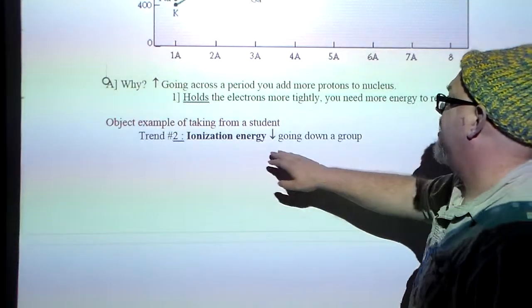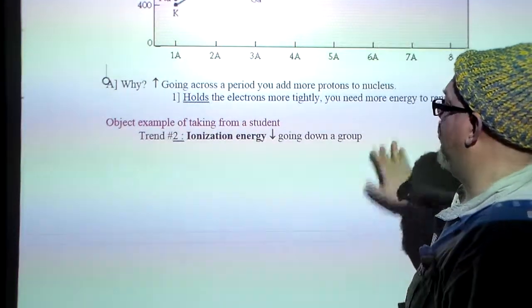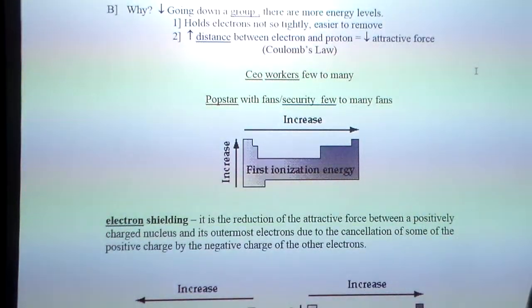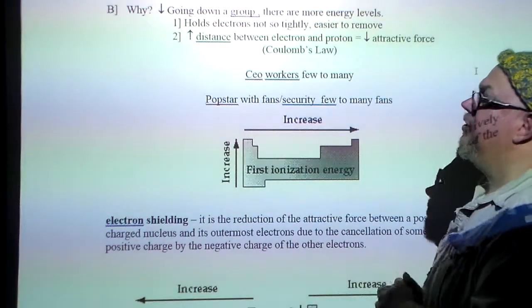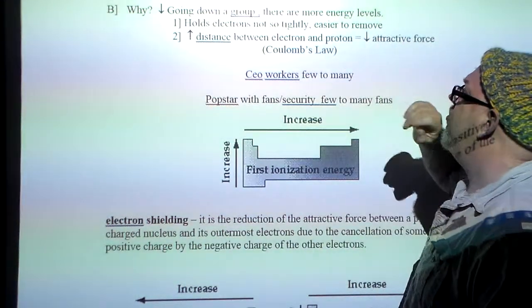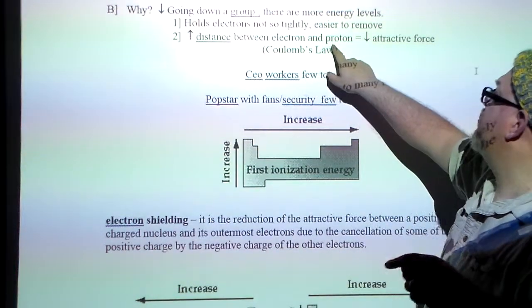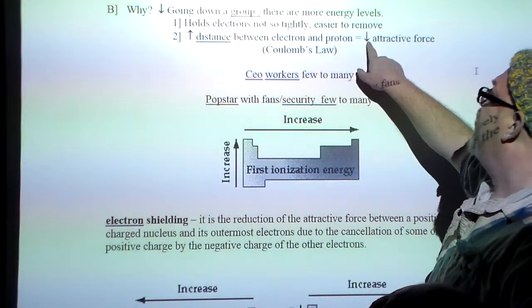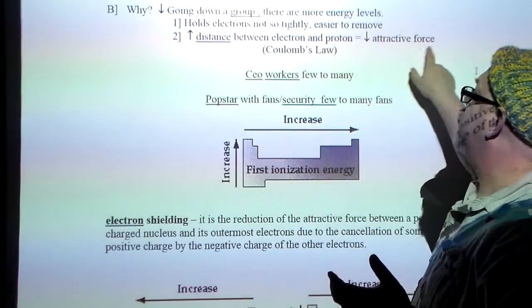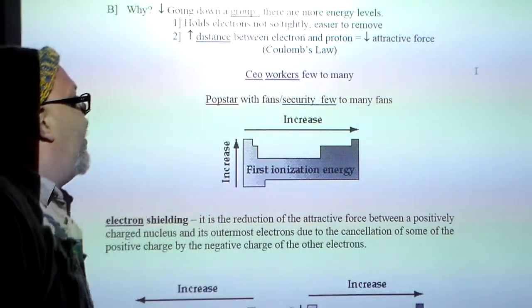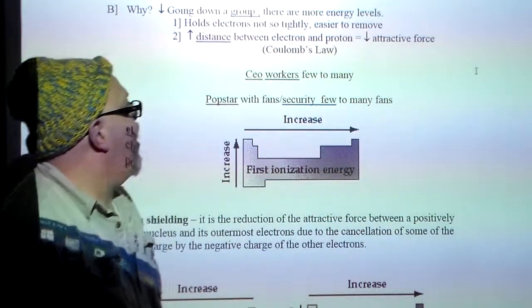Now, we talked about the ionization energy decreasing as you go down a group. Going down a group, there are more energy levels. They hold on to the electrons not so tightly, so they're easier to remove. Now, if you increase the distance between the electron and a proton, that means there's a decrease in the attractive force, and that's Coulomb's law. If you stop and think about that, Coulomb's law talks about that.